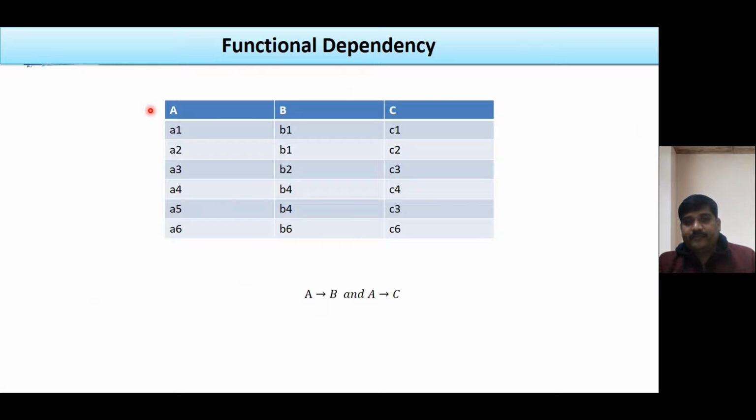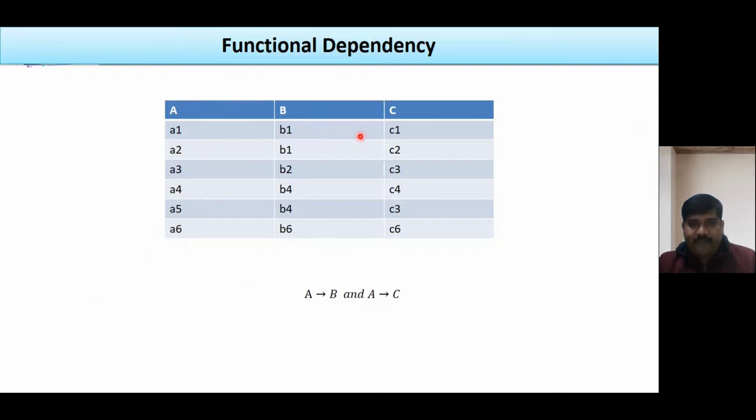See this table. In this table, there are three attributes A, B, and C. So here I am saying that A determines B and A determines C. Why? In the whole table, there is no tuple pair for which the A values are the same. So there is no need to check the B values. By default, A determines B.